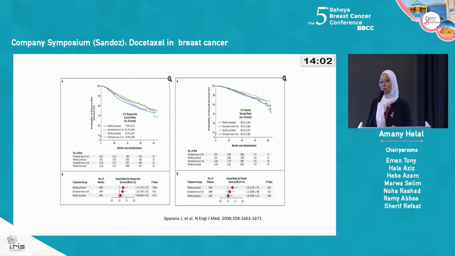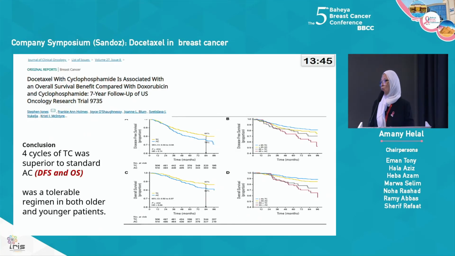3 weeks. Actually, very early in the trial, there was a difference in the overall survival, but with the longer follow-up, this schedule of treatment only improved the disease-free survival, which is a very good outcome also.